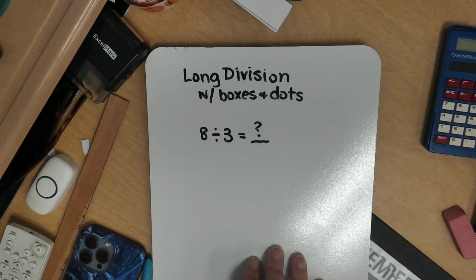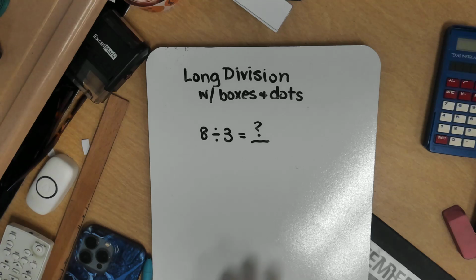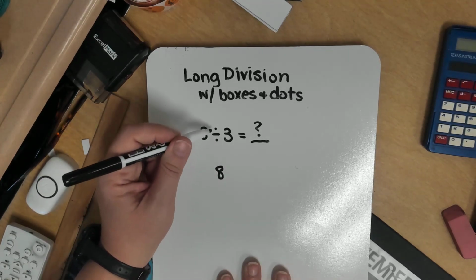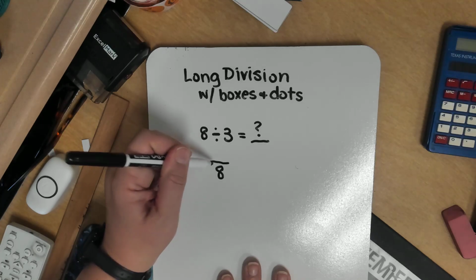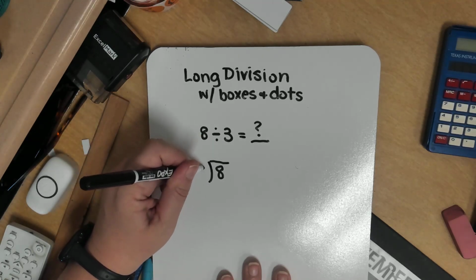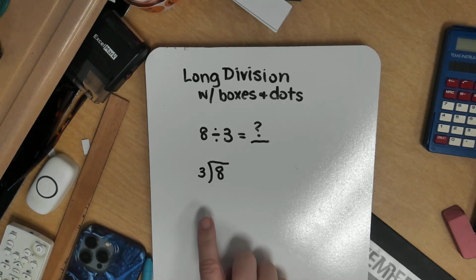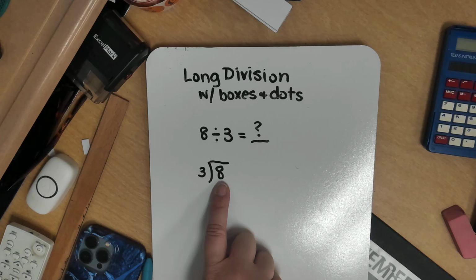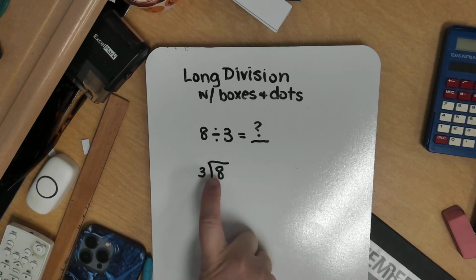In order to do this problem, we are first going to change it into the garage style. So I'm going to read it, 8 divided by the number 3. Even though it looks like 3 is first, we always say the total, or the number in the box, which is actually called the dividend, first. 8 divided by 3.